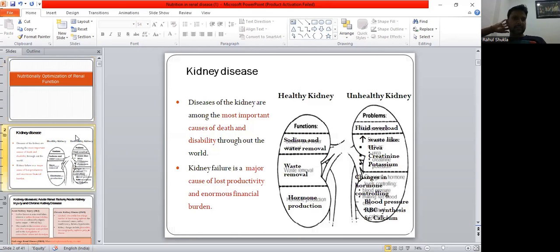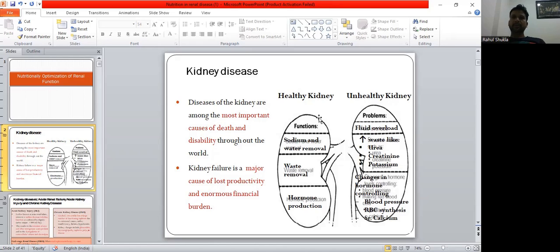So kidney diseases are among the most important causes of death and disability throughout the world. Kidney failure is a major cause of loss of productivity and environmental financial burden. So here we can see a kidney has been shown. One side is a healthy kidney, another side is an unhealthy kidney.